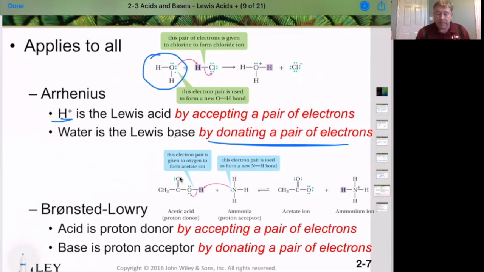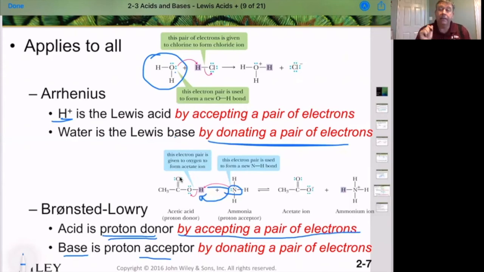Okay, now in the case of Bronsted-Lowry, we have that the acid is the proton donor. Now again, the acid is a proton donor because that proton is accepting a pair of electrons. It's accepting the pair because the proton that's being donated is forming that new bond. So the acid is still the proton donor, but because the proton is accepting that pair of electrons. The base is a proton acceptor because the electrons from the base are used to make that new bond with hydrogen. Therefore, it's still donating an electron pair.